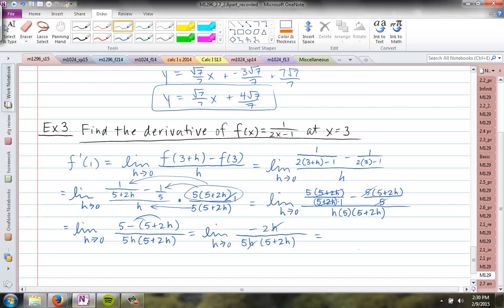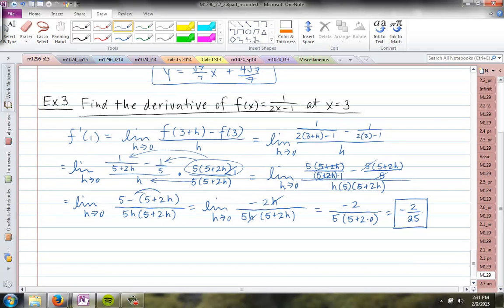Now, I'm supposed to be able to plug in this function that remains and have something that's determinate. So I'm just going to go ahead and drop that limit notation and plug in my h equals 0. And look at that, works out so nicely. I get negative 2 over 25, and that's the exact answer. Always write your answer exactly if you can.